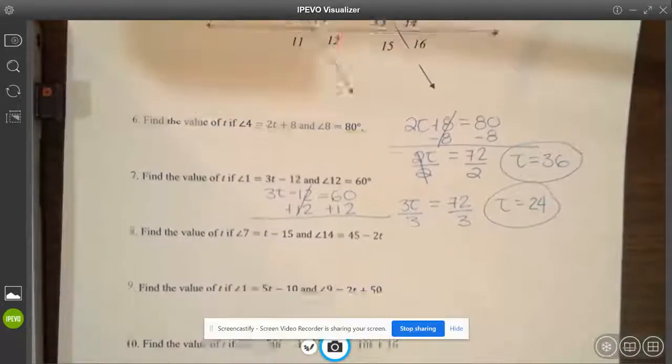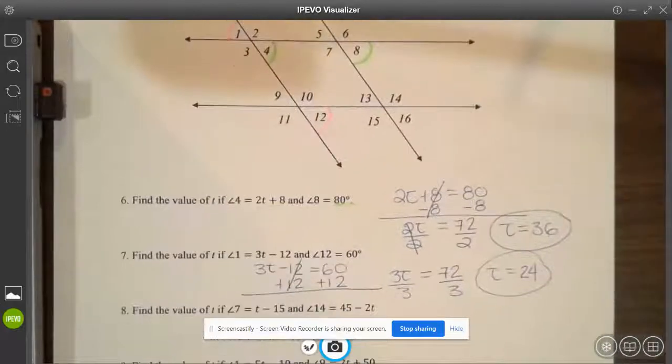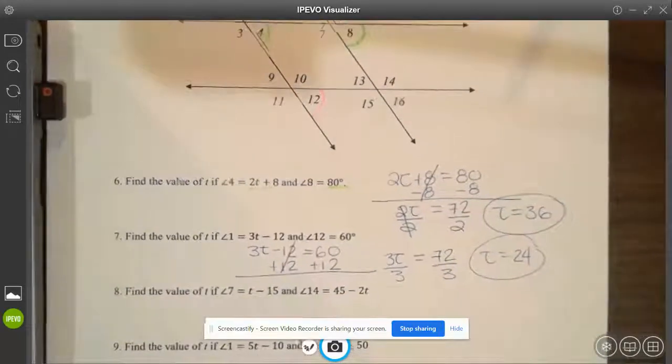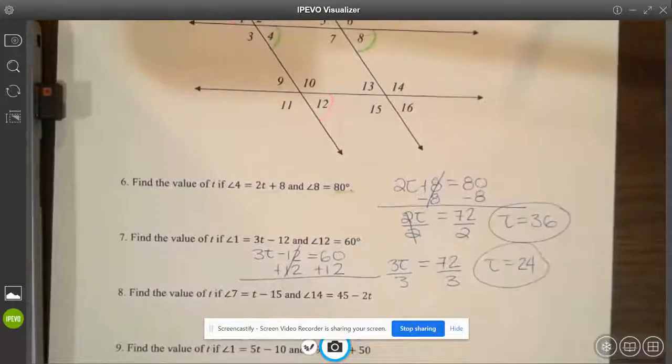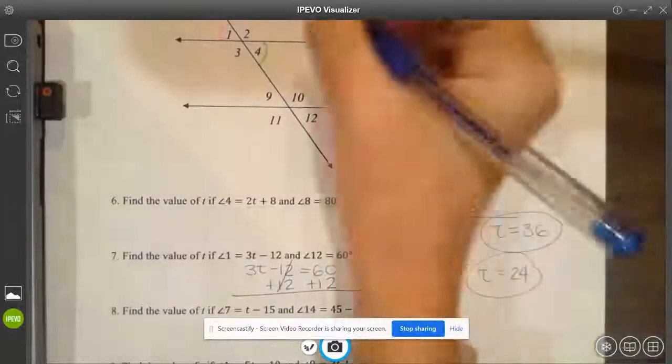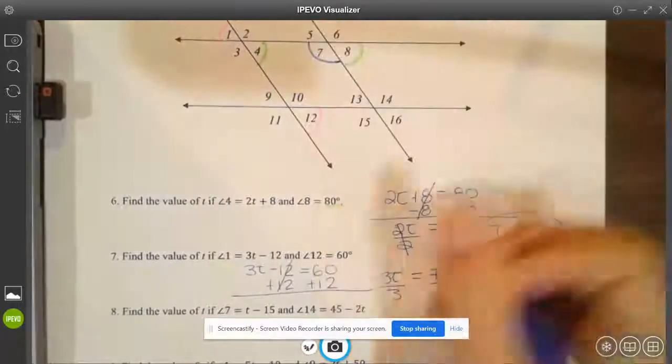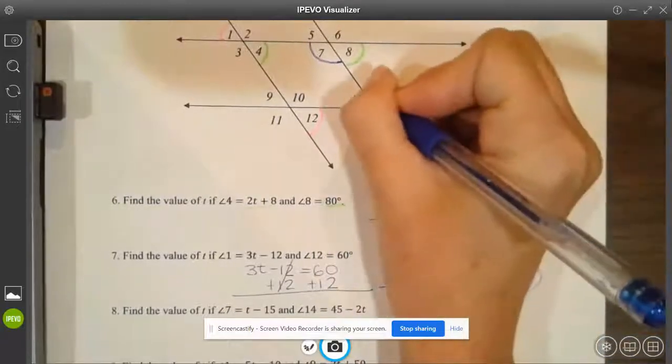Angle 7 and angle 14. So notice that I have to classify them. Are they corresponding? Are they alternate? Are they equal? Do they add up to each other? So that's the deal here. That's the hardest part. So angle 7 is over here. And then the other one is angle 14, which is over here.